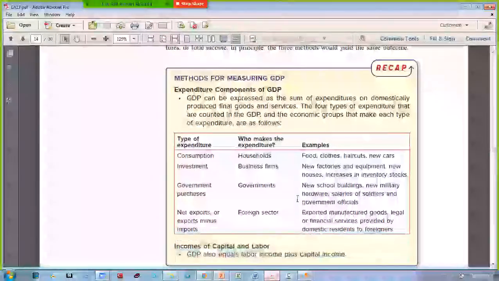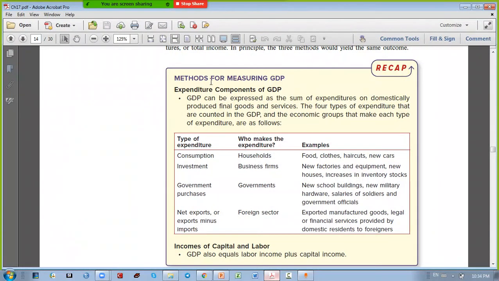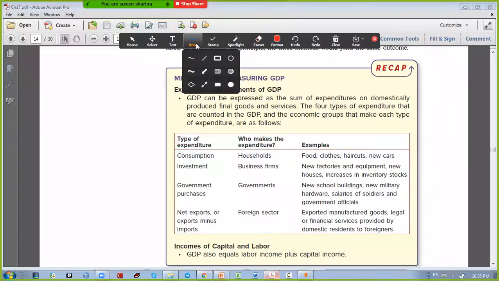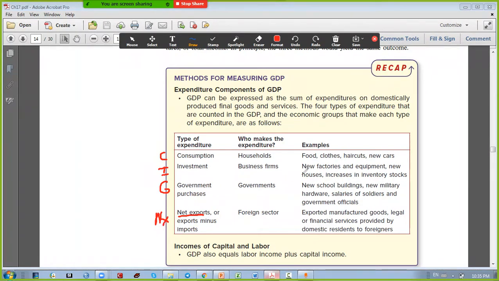This is the recap. Methods for measuring GDP by using the expenditure method or expenditure technique. These are the components of GDP by expenditure: consumption, C, investment, I, government expenditure, G, and exports minus imports, that means NX. So these are the types of expenditure.